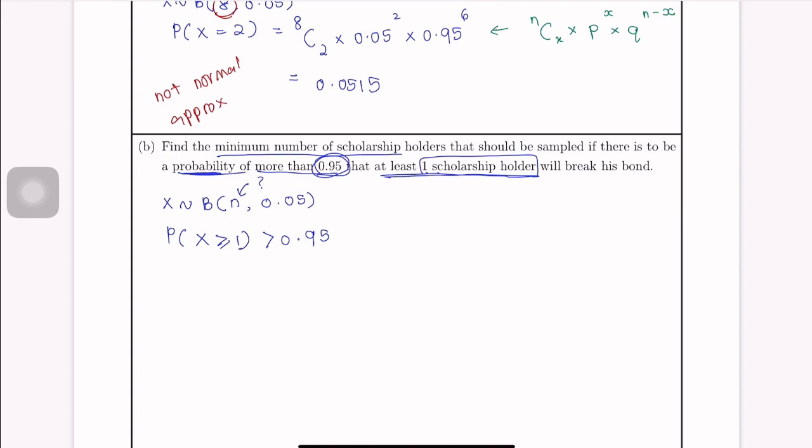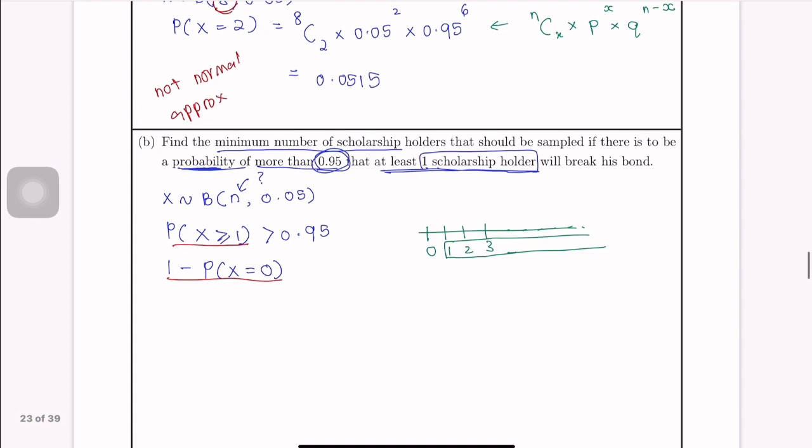Okay. But then, we cannot straight away use the table because we don't know exactly what n is. So what we need to do now, we need to change greater than or equal to 1 into 1 minus probability X equals 0. So why do we change this one to this one? Okay, so again, just use a number line. For example, we have 0, 1, 2, 3 and so on. We want from 1, 2, 3, 4 and above. We don't know what n is. Then we don't want 0.